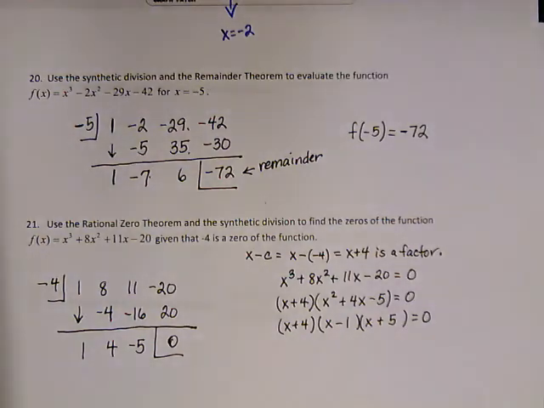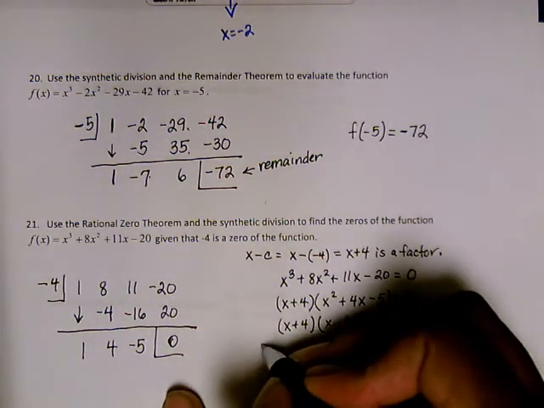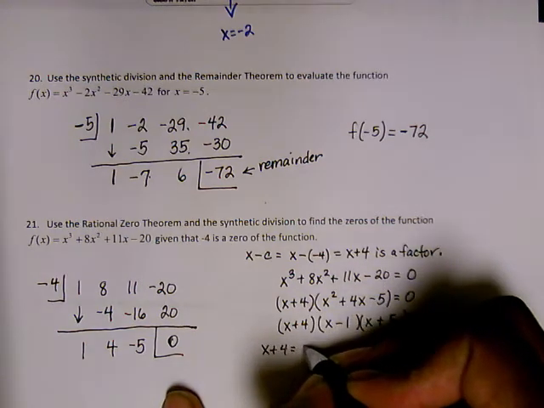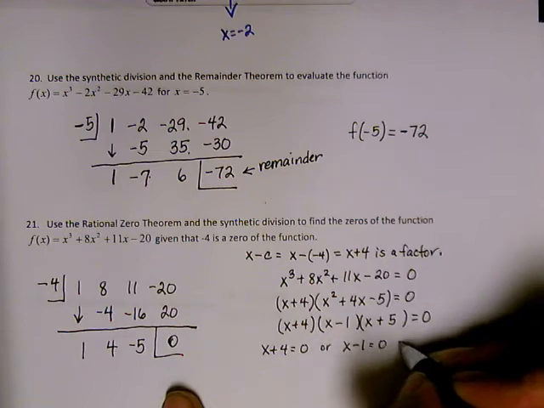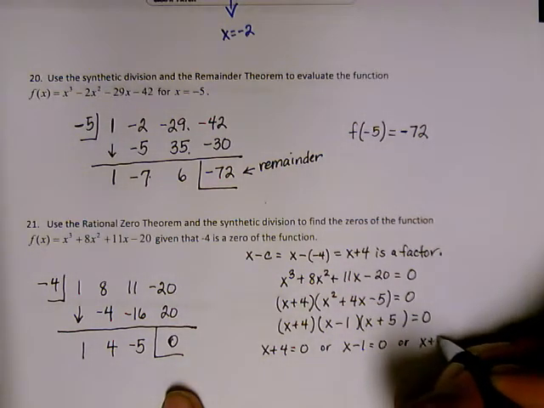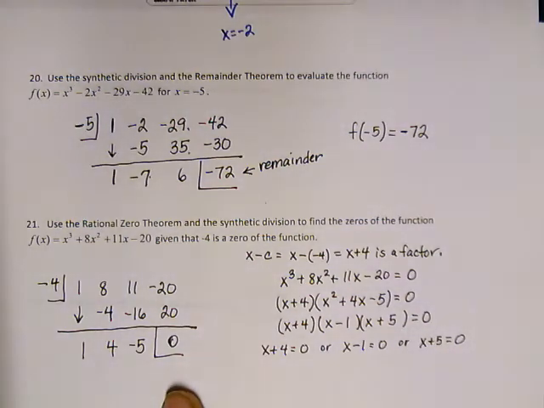Now I'm going to set each binomial factor equal to 0. So this means either x plus 4 equals 0, or x minus 1 equals 0, or x plus 5 equals 0. And then I'm going to solve for x here.